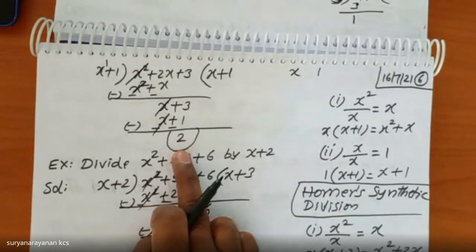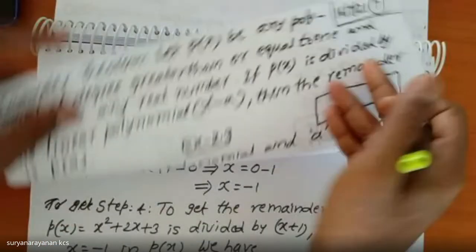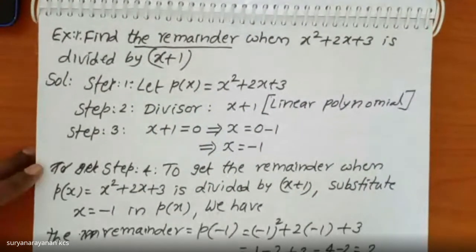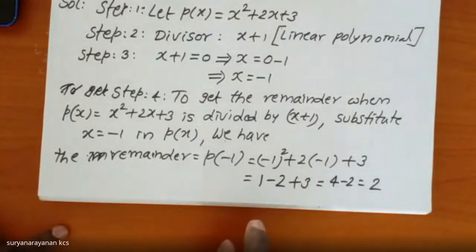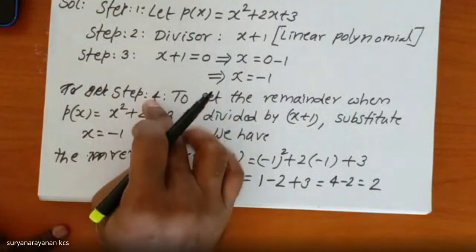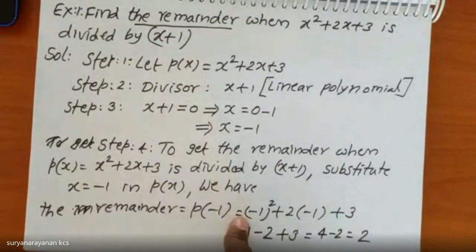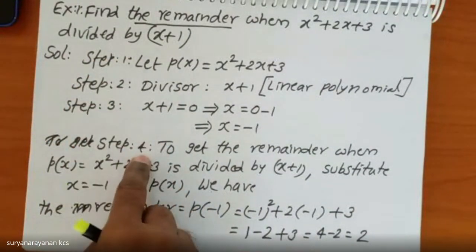What is the remainder? You got 2 or not? Yes, sir. So here also, by using the remainder theorem, you got the same answer too. So you have to remember these 4 steps, but I have explained this solution by writing step 1, step 2, step 3, step 4.